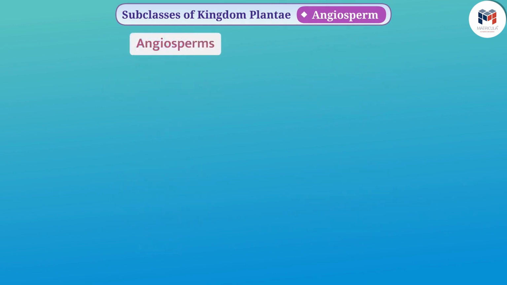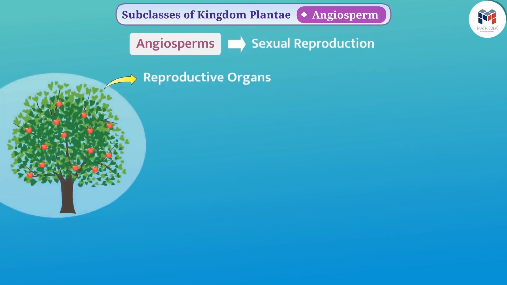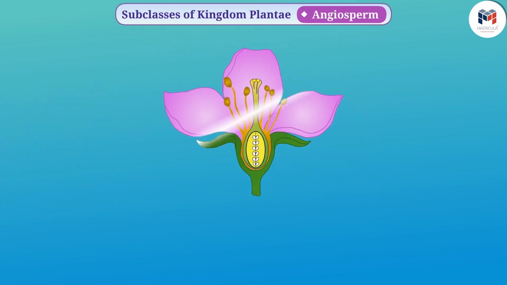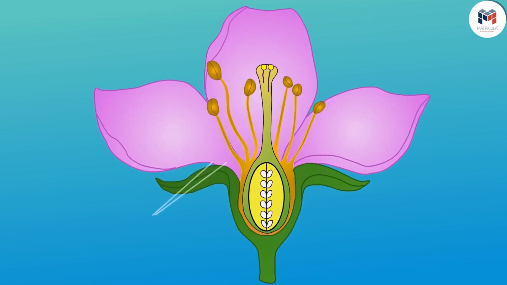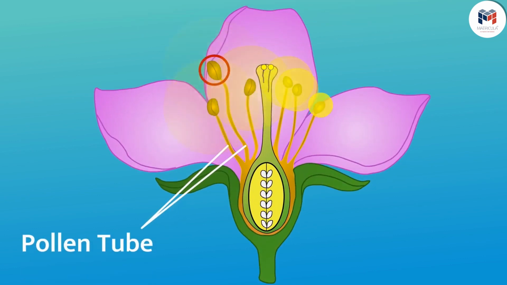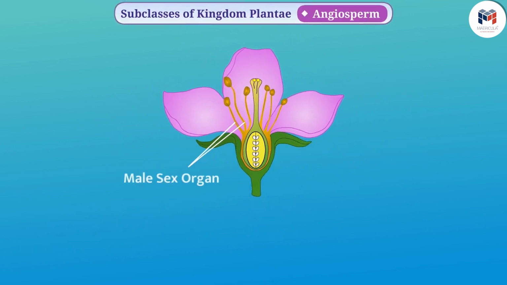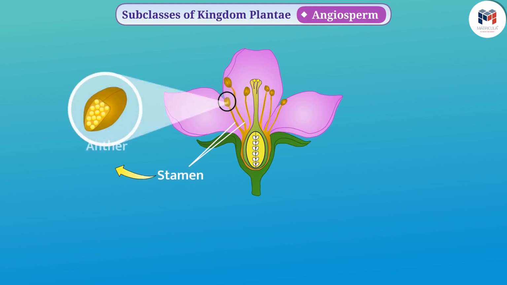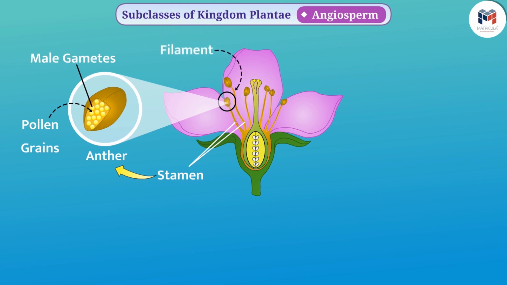Angiosperms produce offspring through sexual reproduction. The reproductive organs of these plants are found in flowers. If you look inside the circle of petals of the flower, you will find some thin tubes having inflated tops. These are the male sex organ of the plant called stamen. The stamen has two parts. The upper inflated part is called anther, in which the pollen grains are formed, which have male gametes. The long and thin part attached to the anther is called the filament.